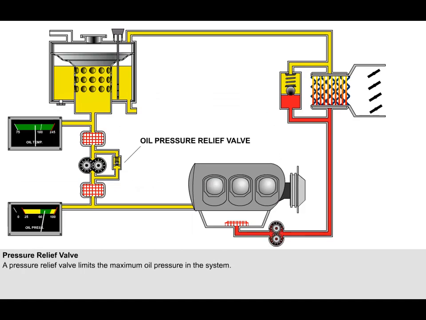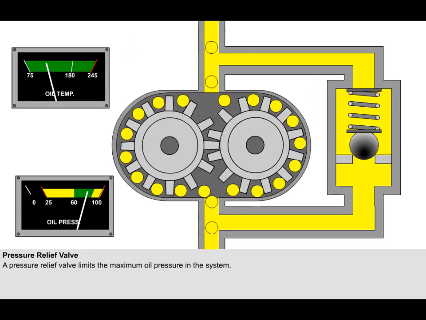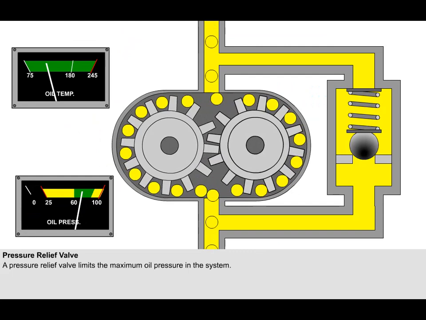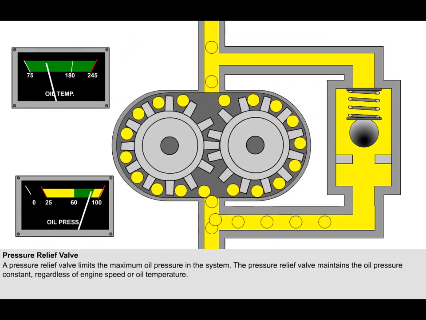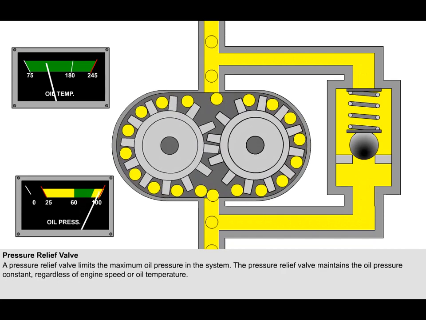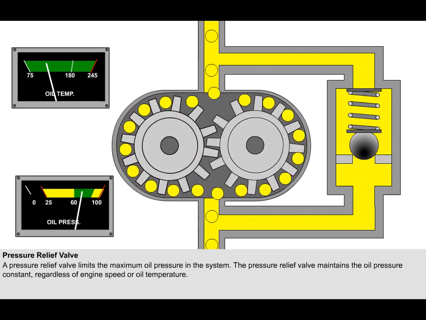Very high oil pressures are prevented by a pressure relief valve which is fitted across the pump inlet and outlet connections. This limits the maximum oil pressure in the system. The valve consists of a ball sealing an orifice. The ball is held in the closed position by a spring of suitable strength. When the oil pressure reaches a predetermined figure, it overcomes the spring and the valve opens, allowing sufficient oil to return to the inlet side of the pump to control the oil pressure at that figure. The pressure relief valve maintains the oil pressure more or less constant, regardless of engine speed or oil temperature.